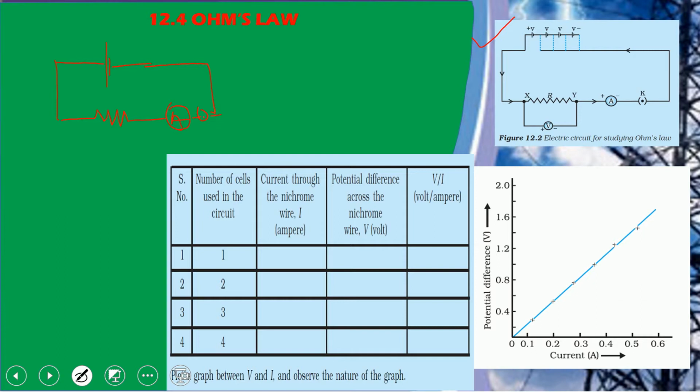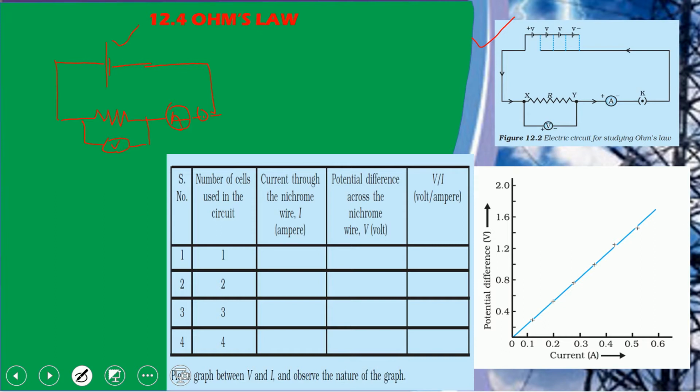Across this resistance there is a potential. In order to measure the potential, a voltmeter is also connected. Like that the circuit diagram is. Now we are going to set up such a circuit, and we are going to put one cell, just one cell connected.